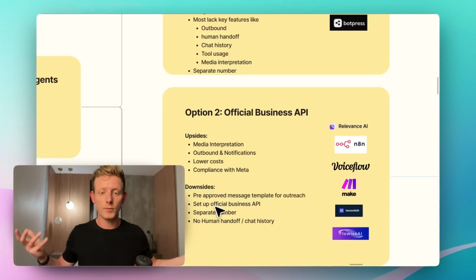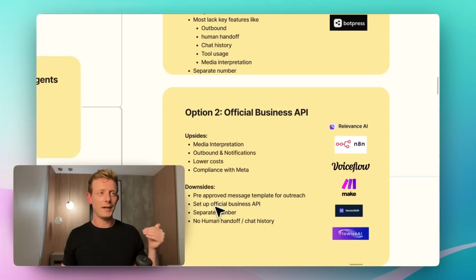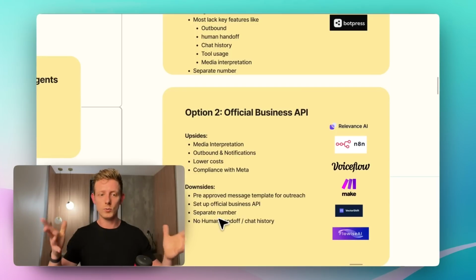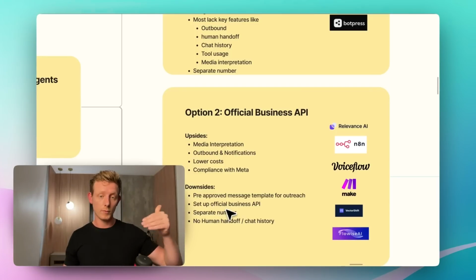Right, you have to set up the official WhatsApp API. Now, again, it's not that difficult, right? If you've done it once, you know how it is, and the second time will probably take you 15 or maximum 30 minutes, right? Then the other downside is you need a separate number, right? You can't actually use your actual phone number because you'll lose access to that, and you can't use WhatsApp Web with these official WhatsApp Business API numbers, right?